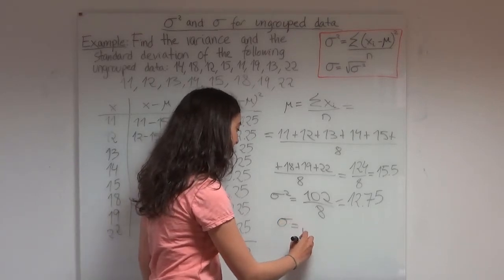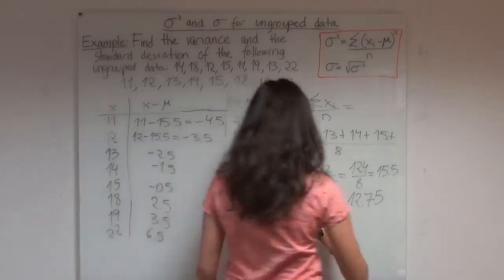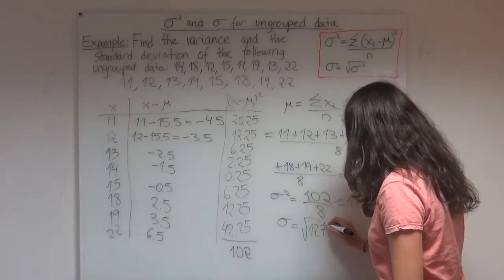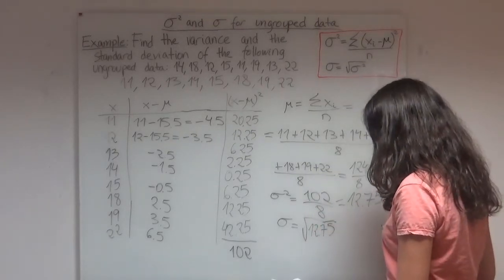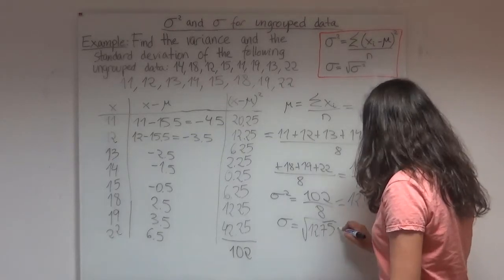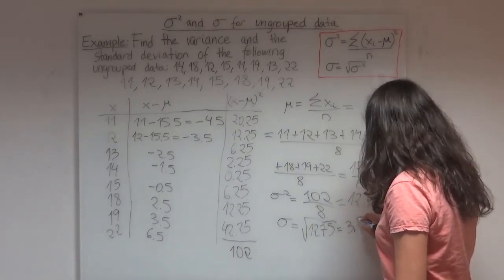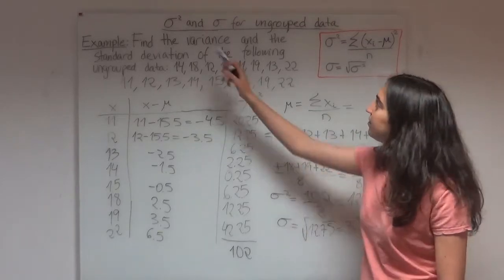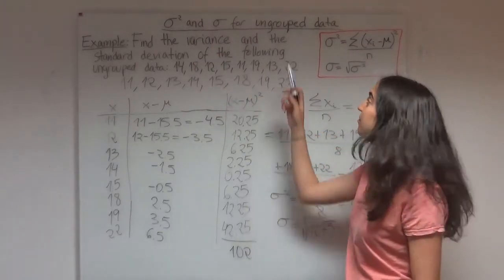And then once we get the value of the variance, we can get the value of the standard deviation as well, which is just the square root of this value. So the square root of 12.75, if you plug it into the calculator, is just 3.57. And this is one way of calculating the variance and the standard deviation for ungrouped data.